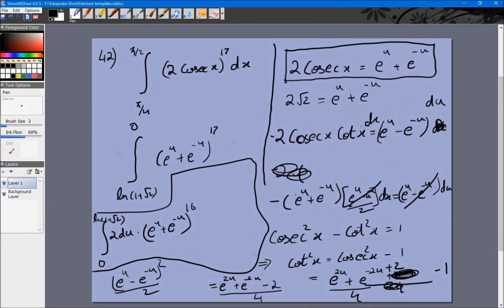And this is the same as option A. So the answer to this question is option A. Again, I repeat, all of this was pretty simple once you know that this is what you need to do to proceed. How did I know that this is what I needed to do to proceed?